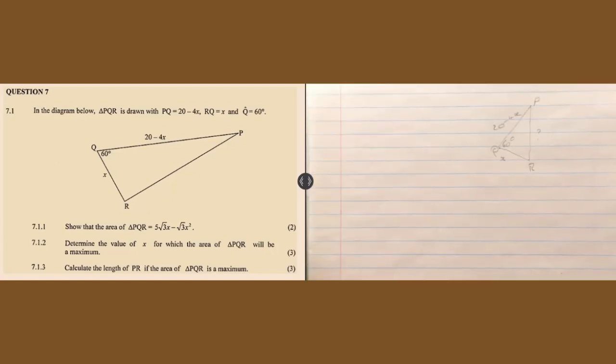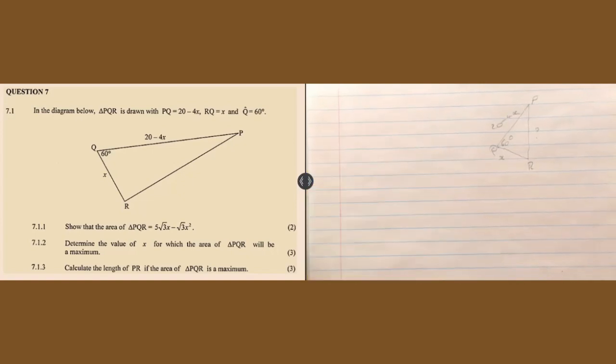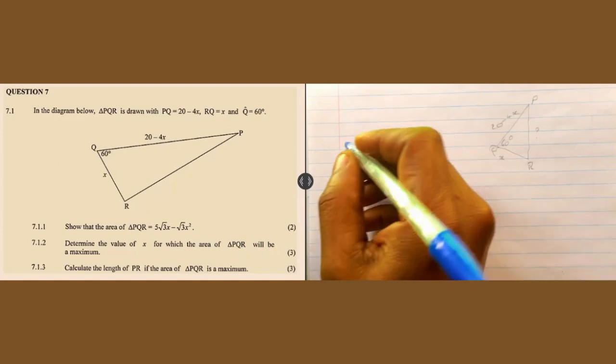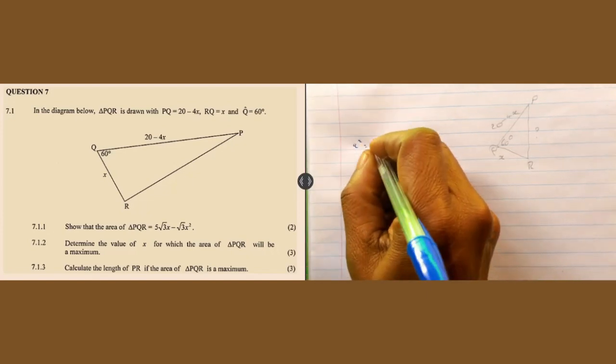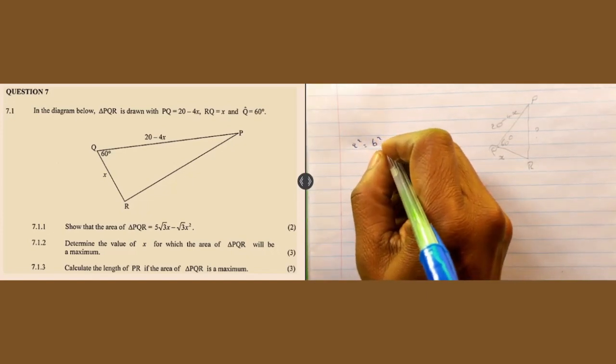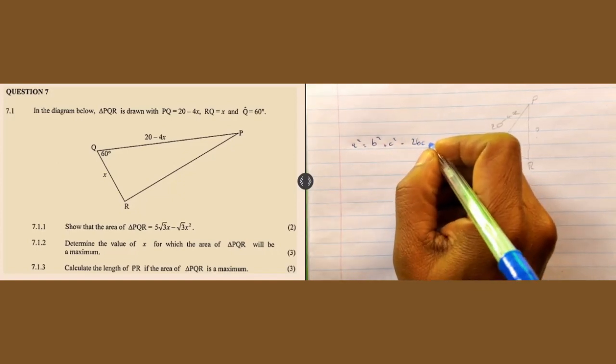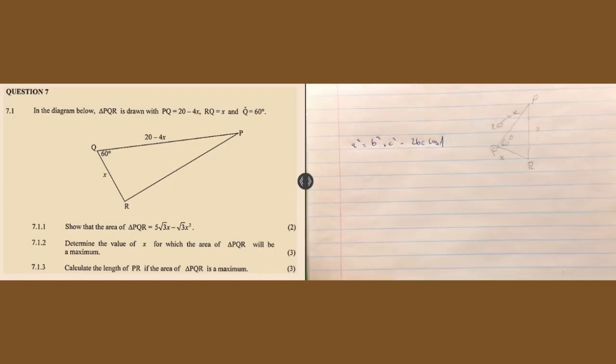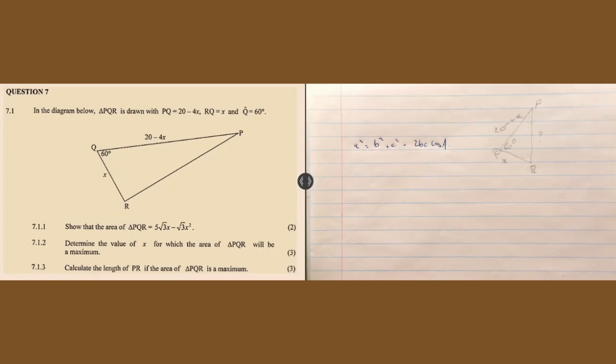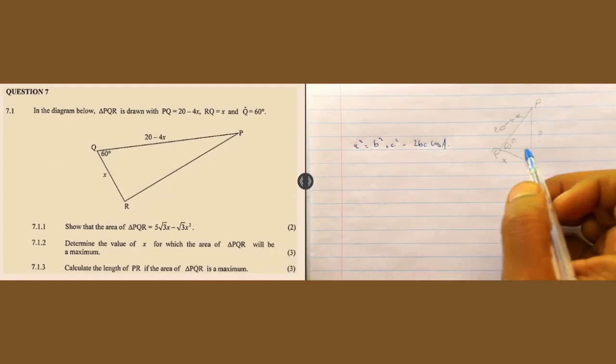So I copy the formula now. It's going to be a squared equals b squared plus c squared minus 2bc cos a. I just take that as it is, so that I guide myself and don't get confused. Let me do this now.